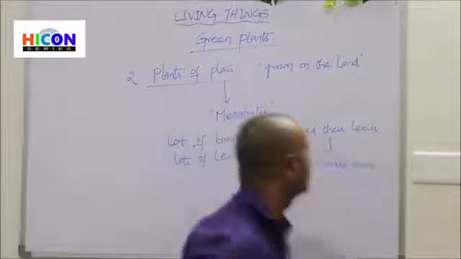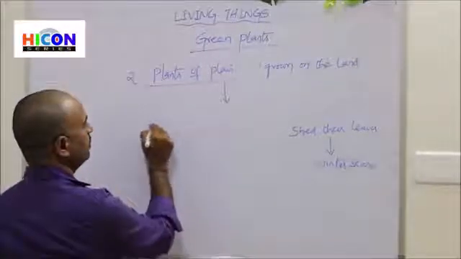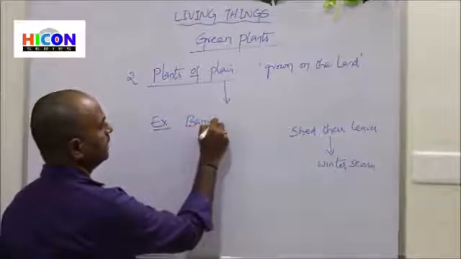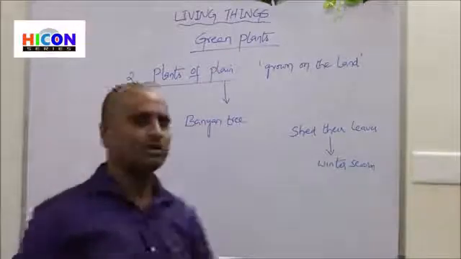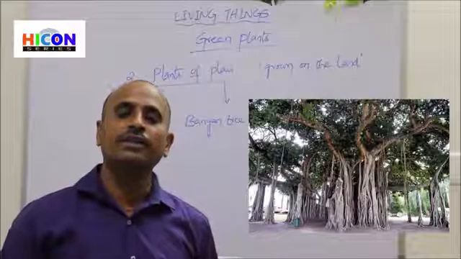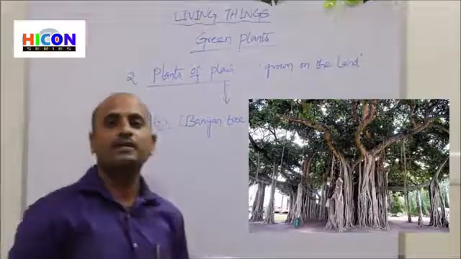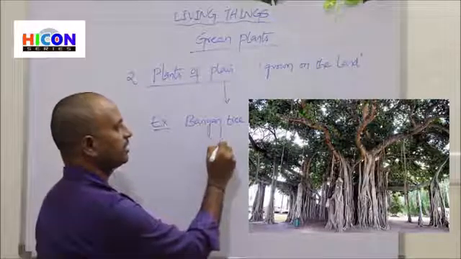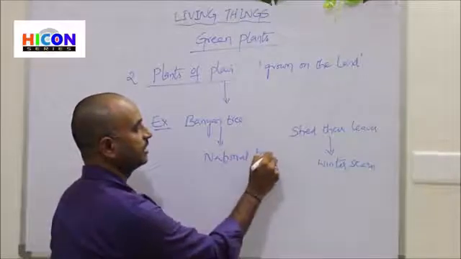So the examples for the plants of plain are, especially the first example, the banyan tree. This is one example for plants of plain. So look at the picture. The picture you are observing is a banyan tree. The banyan tree is also called the national tree of our India. So it is also called the national tree.